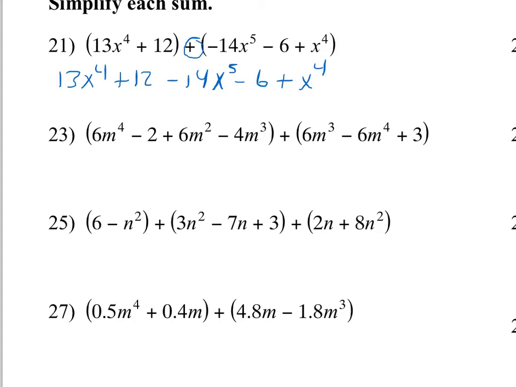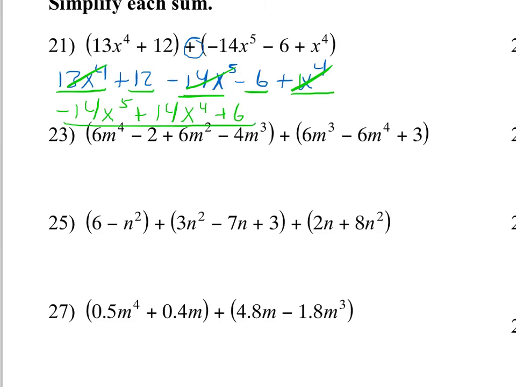So we would look at our like terms. We would see that our highest term is degree 5, so we would say negative 14x to the 5th. We have 13x to the 4th and 1x to the 4th, so that is a 14x to the 4th. That takes care of those two. And then we have 12 and negative 6, which gives us a positive 6. So not too much there to worry about.